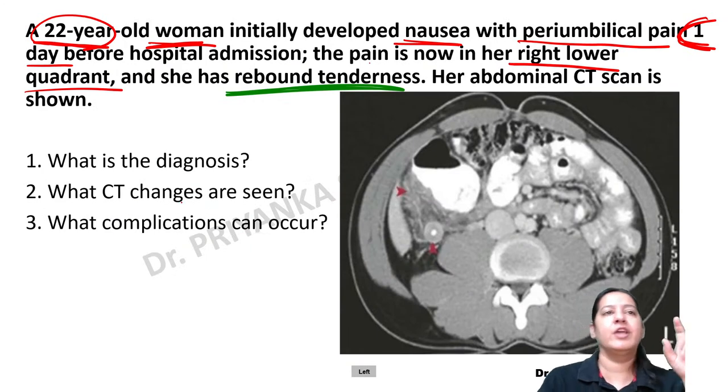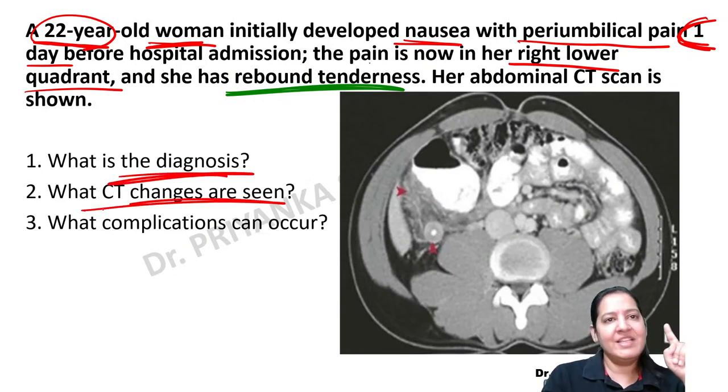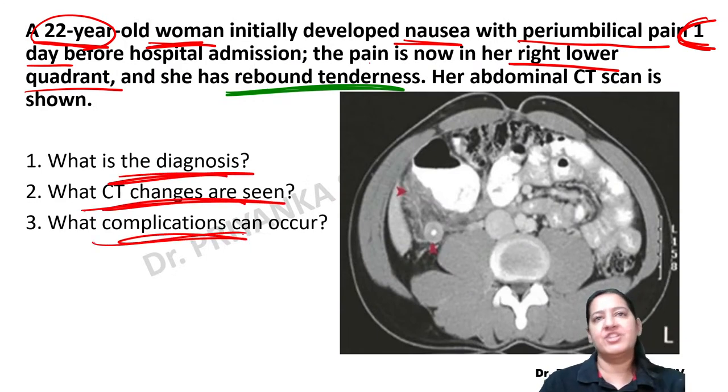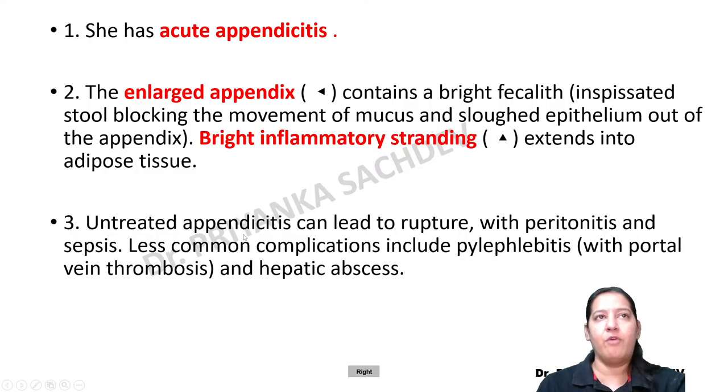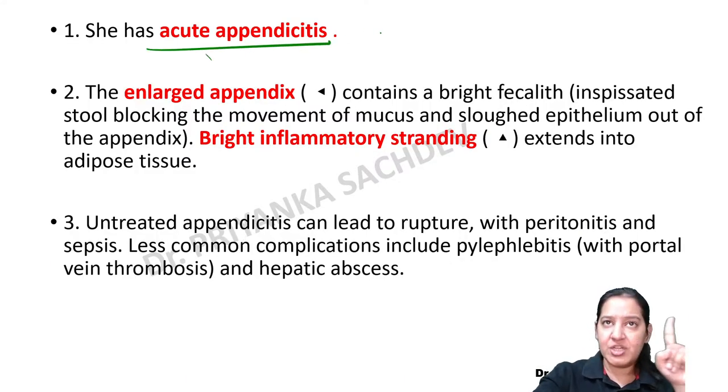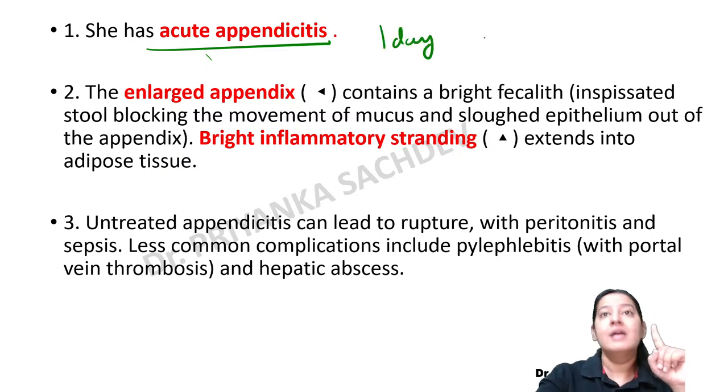So let me read the question. What is your diagnosis? What CT changes can be seen? And what are the complications? Perforation can be the complication. Now, if you don't treat it, it will undergo perforation, right? Yes, the appendix is inflamed. That's why the wall is thickened. So my diagnosis is acute appendicitis. Since the patient has the complete history since one day, everything is fitting.